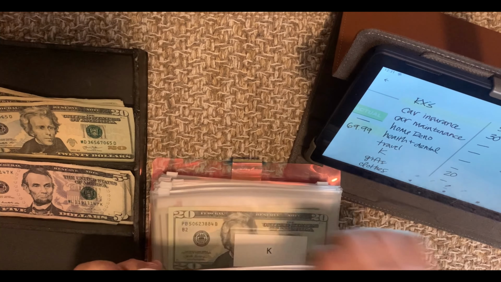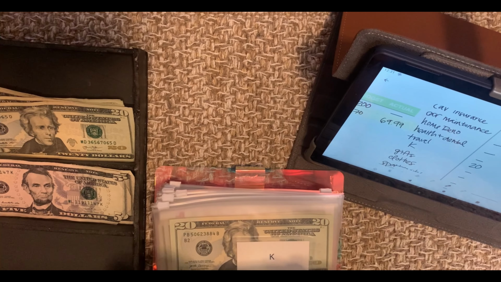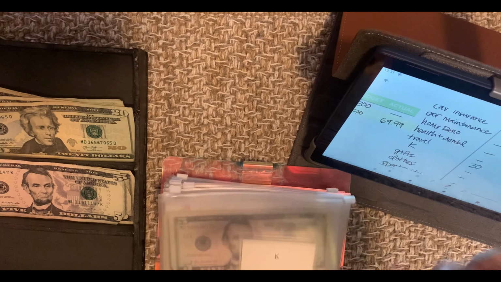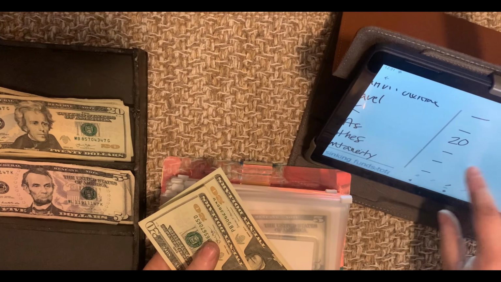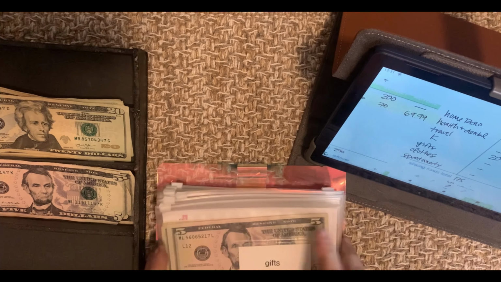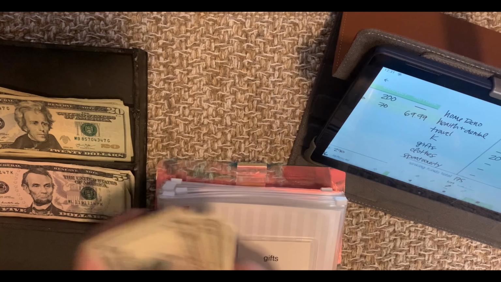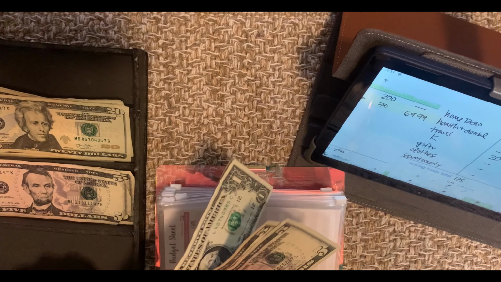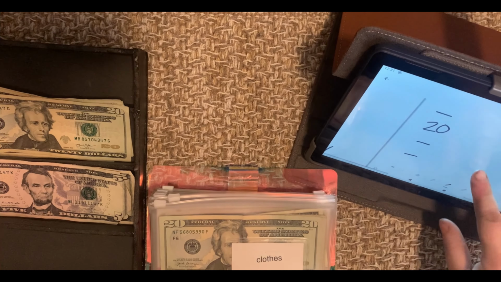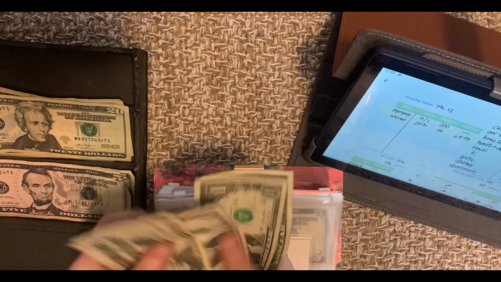Travel is not getting stuff, but it does have 23. K is going to be getting 20. So K now has 40. Gifts has 5, 10, 11, 12, 13, 14, 15. We'll take these ones and grab a 5. Clothes is not getting stuff, but it does have 25, 30, 1, 2, 3, and 4.